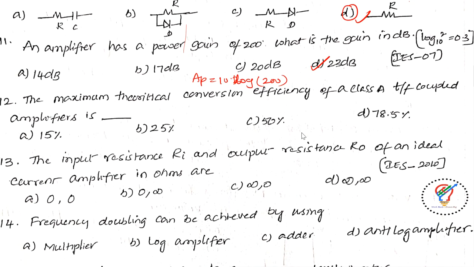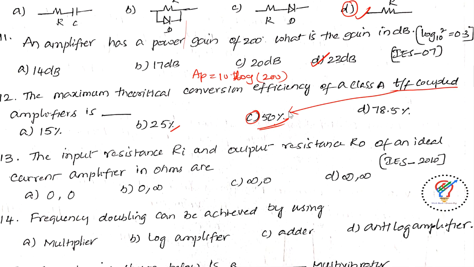And the maximum theoretical conversion efficiency of a class A transformer coupled amplifier. Understand the word here, transformer coupled. Actually the class A amplifier will have an efficiency of 25%. When we add a transformer coupling, the losses are reduced and the efficiency becomes 50%. Okay, so when transformer coupled it is 50%, but for a normal class A amplifier it is 25%.